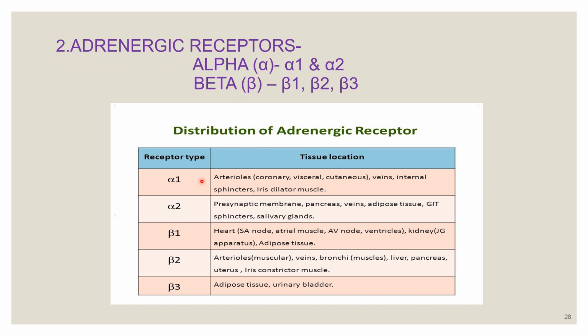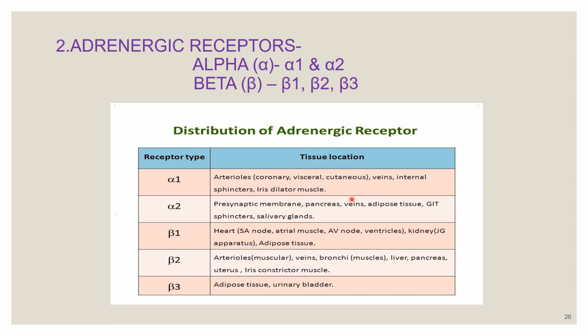These are again of many types, alpha and beta. Alpha is again divided into alpha 1 and alpha 2. Beta is again divided into beta 1, beta 2 and beta 3. Where are they located? Adrenergic means they will release noradrenaline at the site of synapse. Alpha 1 is located in the arterioles of the coronary, visceral and cutaneous circulation, and is present in the veins, internal sphincters and iris dilator muscle.